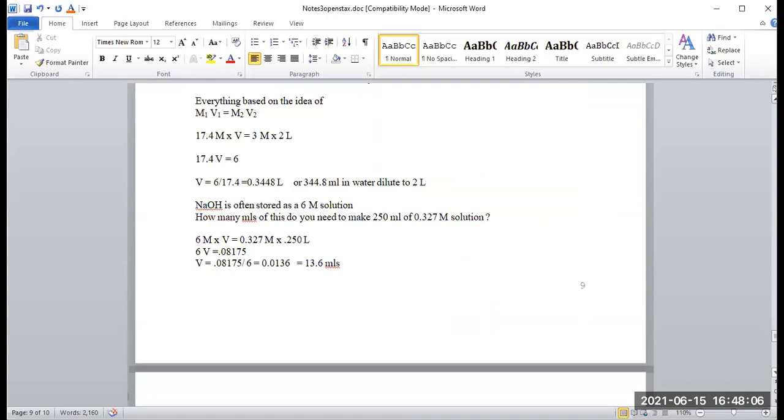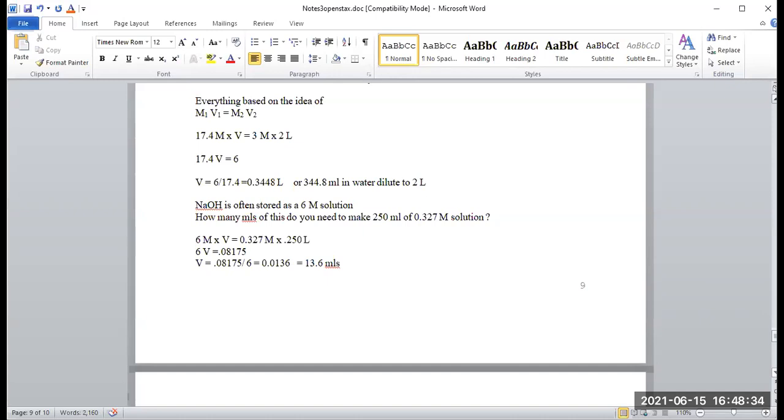So sodium hydroxide, when we buy it from the manufacturer, it comes in pellets. However, that's not how we use it most of the time. We tend to use it as solutions, and we often keep a couple of bottles of 6 molar solution around. Slightly different application, same basic premise here because we're using the same equation.